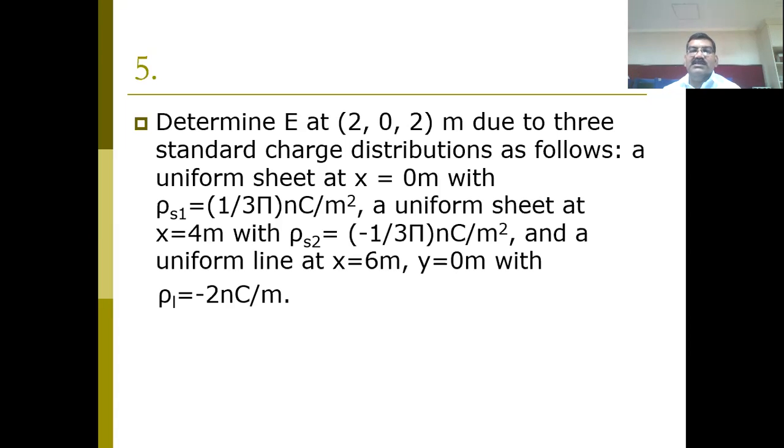So the only thing is, the problem may be somewhat lengthy. Two surface charges, one line charge. Find out the normal vector for the surface charges and the unit vector for the line charge, and accordingly put the formula: E equals, for your line charge, rho L upon 2 pi epsilon 0 r, and for the rho S, that is the surface charge, E equals rho S upon 2 epsilon 0 an. That's it. It is simple. Okay, so we'll go further.